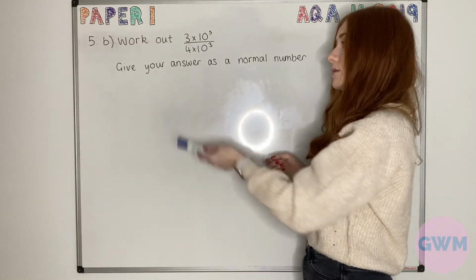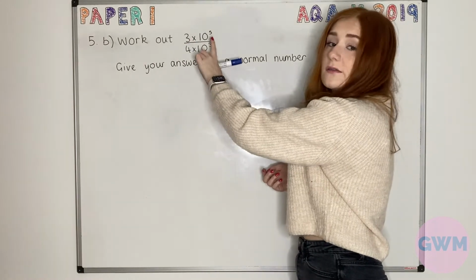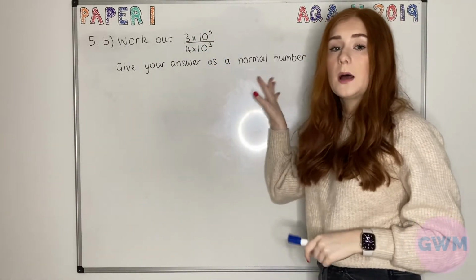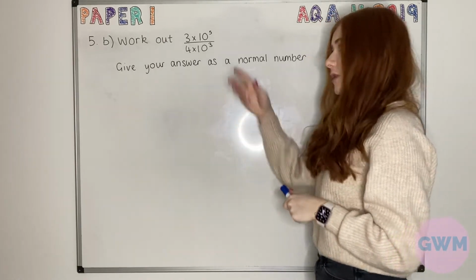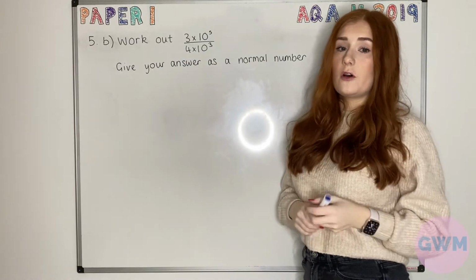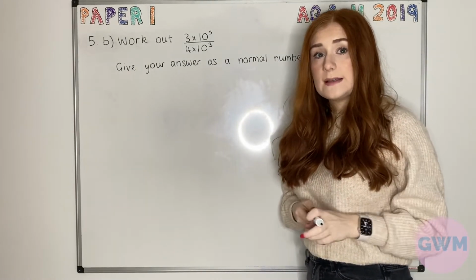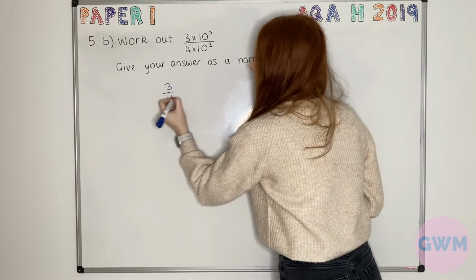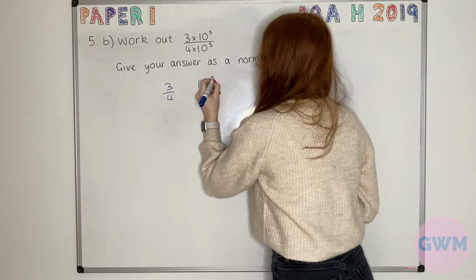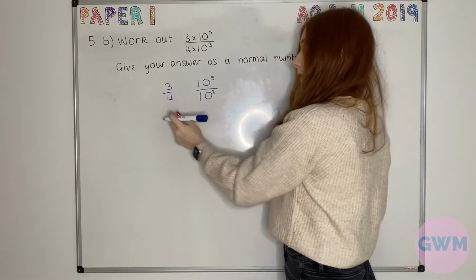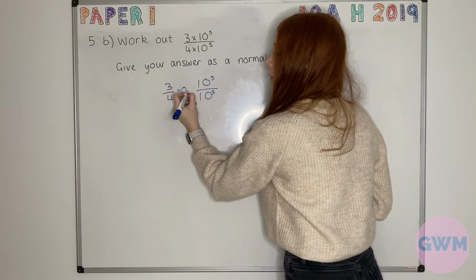Question 5b now says work out 3 times 10 to the 5 over 4 times 10 to the 3. And it wants our answer as a normal number. So 5a was kind of an introduction, it introduced us into standard form. And now we have a division with standard form. So divisions with standard form are quite easy. You can split them up. We can split them up into 3 divided by 4 and 10 to the 5 divided by 10 to the 3. So 3 over 4, that's 0.75.